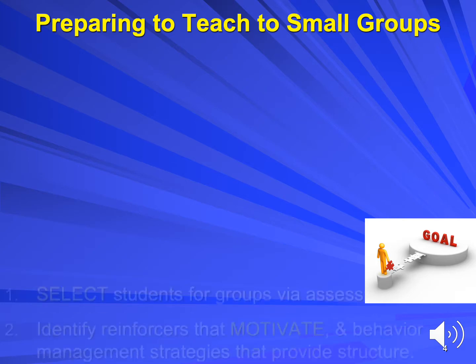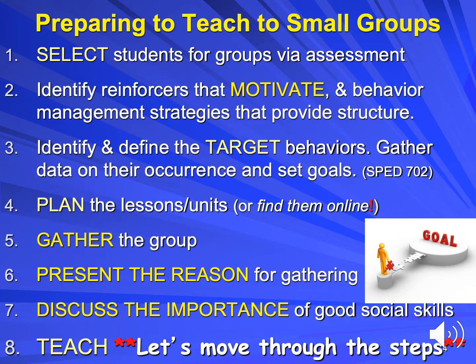The process in which we'll be engaging typically involves 8 steps. The first is to determine which youngsters are going to comprise this group that deals with a particular social skill today or this week. We do so by completing checklists, and we'll be looking at many of them in just a little bit.